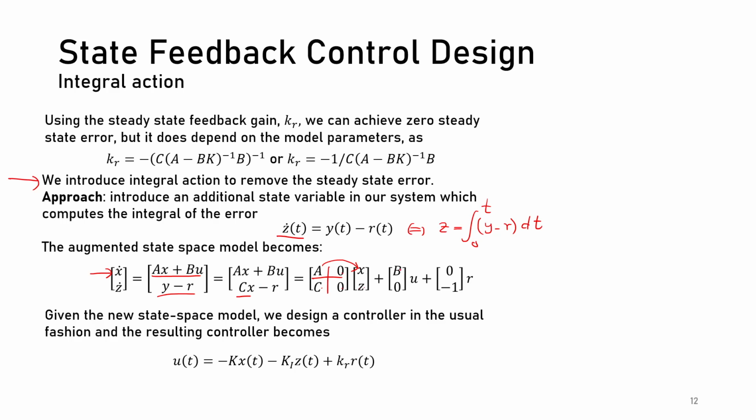And for the term U, we only have B for the state equation here, and there's no U for the equation of Z dot. Okay, and then R we can rewrite like this. There's no R for the first equation, so we only have 0, and minus 1 times R here, because R is scalar. We only consider scalar, right? So we write this in this form.